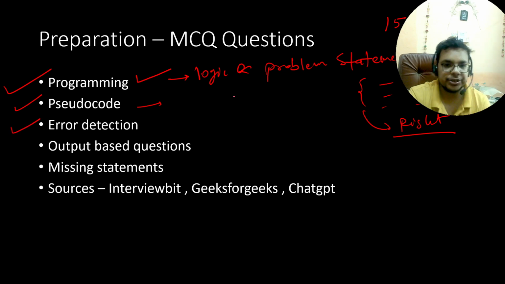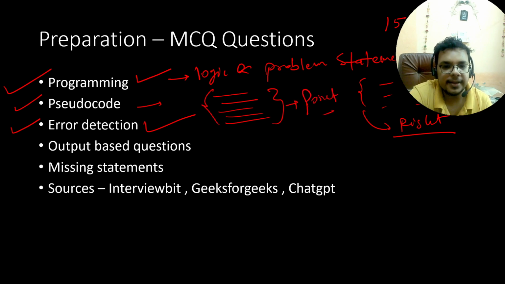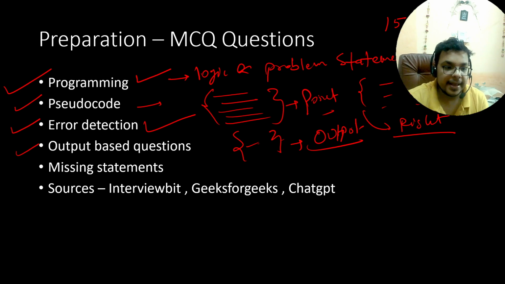Third thing is error detection. So maybe you will be getting a question in which there could be some possible errors. In those possible errors, you need to point out the errors. This kind of MCQ question you can get. Output based questions: there can be some code given and they will be asking you the output. What will be the final output of the program? And there will be questions related to missing statements also.